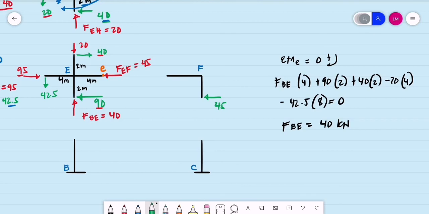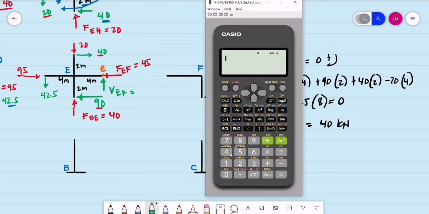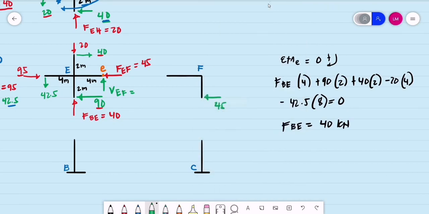So if we are to do summation of forces vertical, we'll be having the shear force. This is the shear force for beam EF. So what is that value? Summation of forces vertical, we have 42.5. That is the upward force. 40 minus 42.5 minus 20. That is negative 22.5, transposed, which means that will be positive. Correct assumption? 22.5 kilonewtons upward.